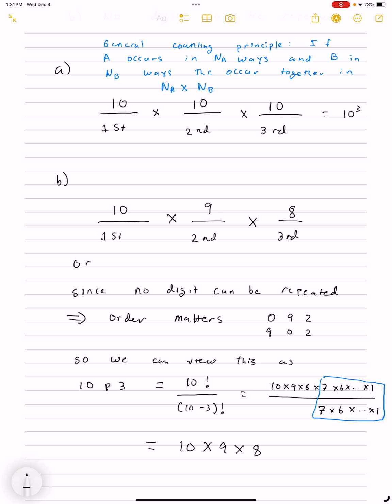And so we could have gotten the answer using logic with the general counting principle, or you could recognize this as a permutation with the logic that we just went through.